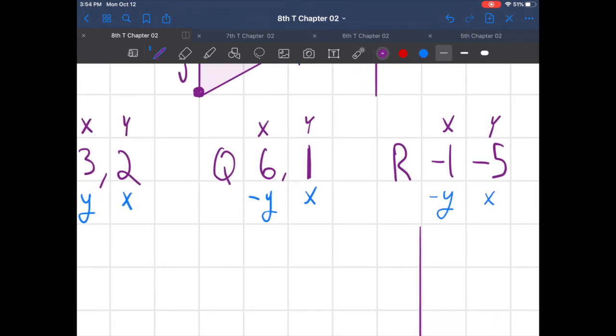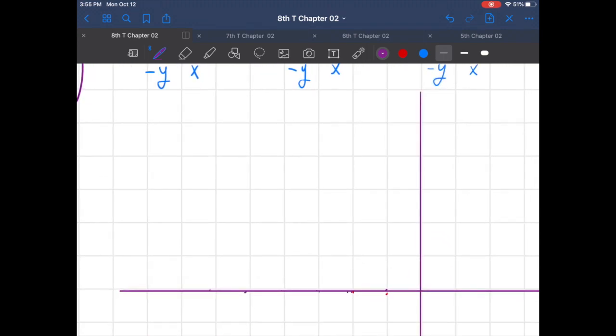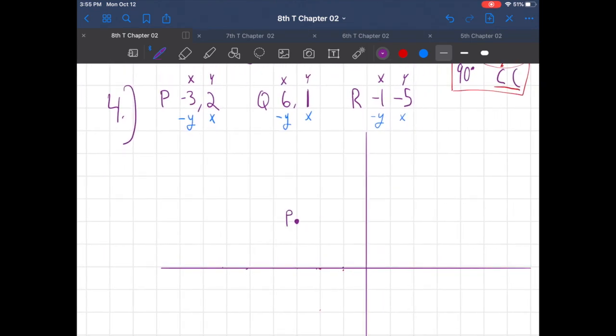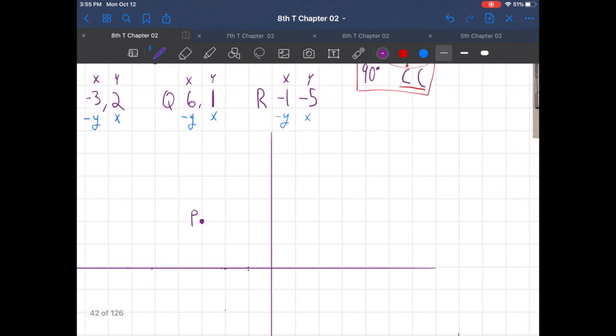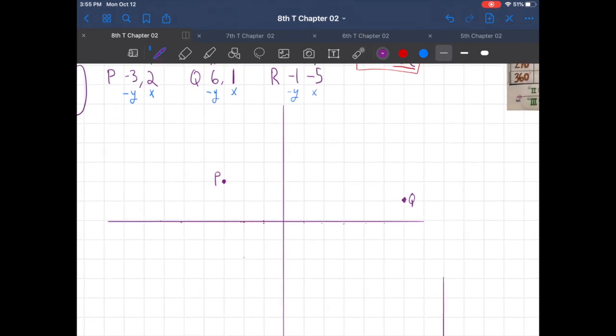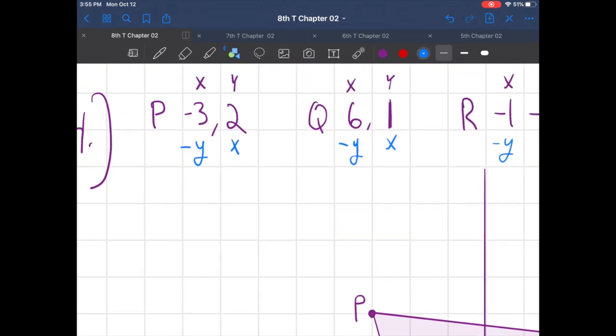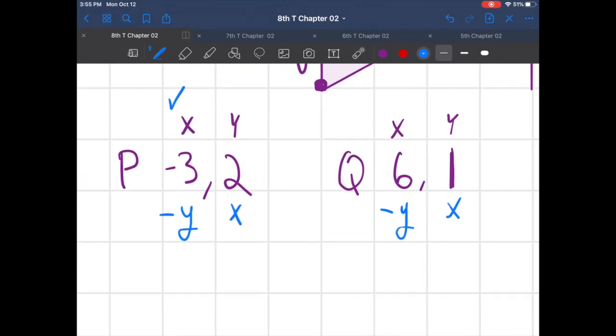Well, first I forgot to plot my points. Let's plot my points. I have -3 and 2. 1, 2, 3, and 2. So that is point P. Q is 6 and 1. So 1, 2, 3, 4, 5, 6, and 1. Here's my letter Q. And then my last one is -1 and -5. So we got -1, -5. 1, 2, 3, 4, 5. Here we go. That's my letter R. Let's connect our shape so we know what we are talking about. Nice. Okay. Now that we got that, let's do our parentheses, right? So what are the steps?